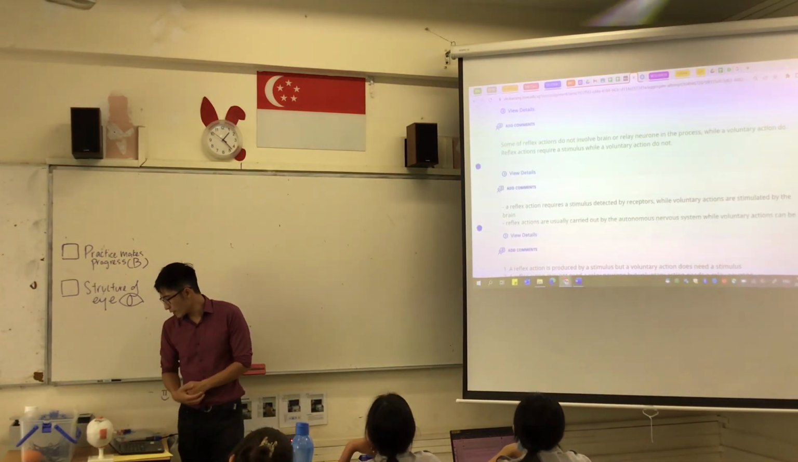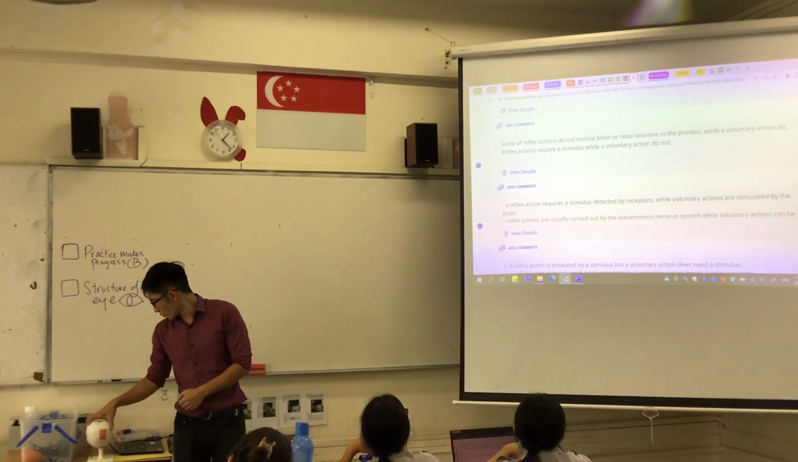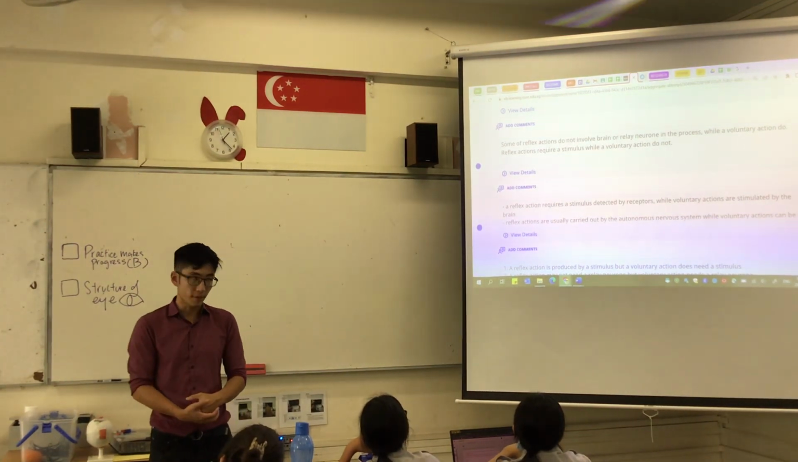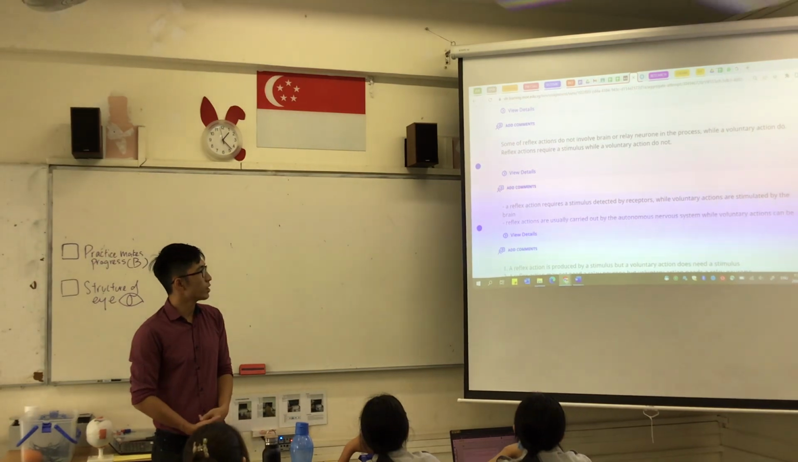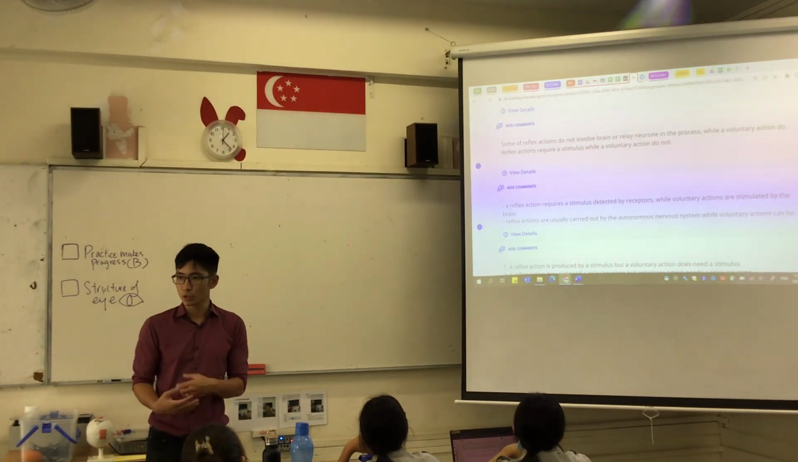Next one: some reflexes do not involve the brain or relay neuron in the process. That's fair. Voluntary actions do. Voluntary actions should involve the brain.